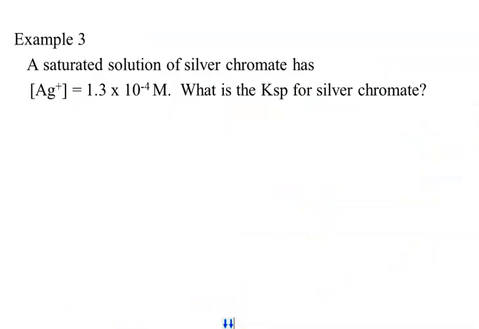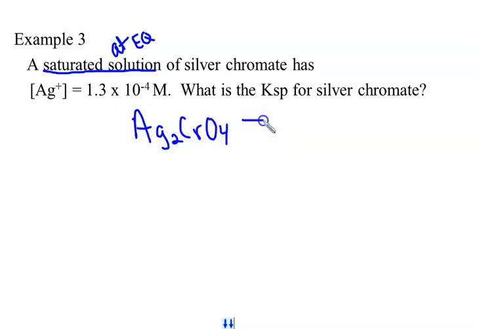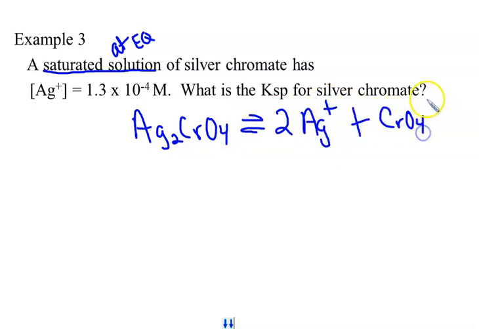Alright, let's move on. Example number 3. Let me go back to my blue. A saturated solution. So saturated, that's important. That means we're at equilibrium. Silver chromate has a silver ion of 1.3 times 10 to the negative 4th molarity. What's the KSP for silver chromate? Alright, we wrote that equation a second ago, and it looked like this. 2 silver ions plus 1 chromate ion.